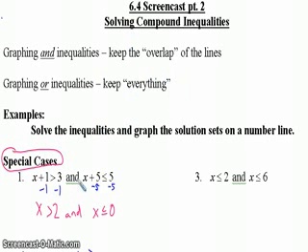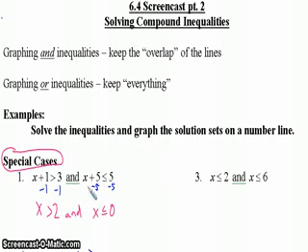When we have a compound statement involving an "and," we expect to make our number line and for the shading to overlap in the middle between the two dots. And if it happens to be an "or" statement, we expect the number line to have the shading on the outside edges, kind of pointing away from each other. That's not always going to be the case, so I've got 4 examples to run through here.